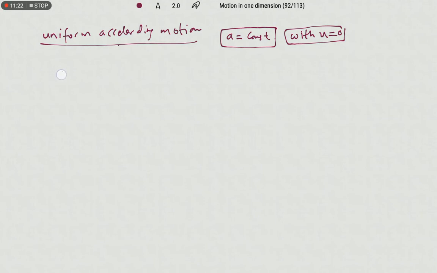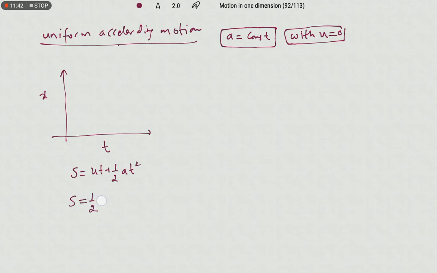Let us discuss. First we are plotting the xt graph, that means the position time graph. For uniform accelerating motion, we can apply the formula s equals ut plus half at square. Initial velocity is 0, acceleration is constant. So s equals half at square. Here a is constant, so we can write s directly proportional to t square. It is in the format of y equals x square. If it is y equals x square, the nature of the graph will be a parabola.